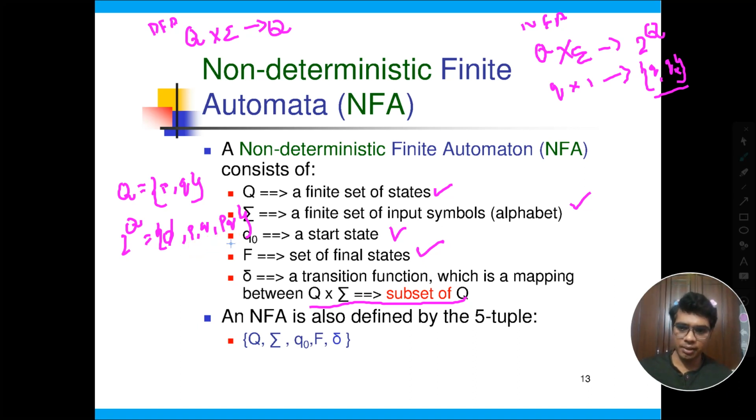So the non-determinism comes here. The next state can be P and Q. This is the difference between DFA and NFA. To understand this exactly, you need to have a basic idea of sets and subsets. So this is defined by the 5-tuple. The only difference between NFA and DFA is in the transition function delta. This is the transition function delta. You can write it like this, delta.